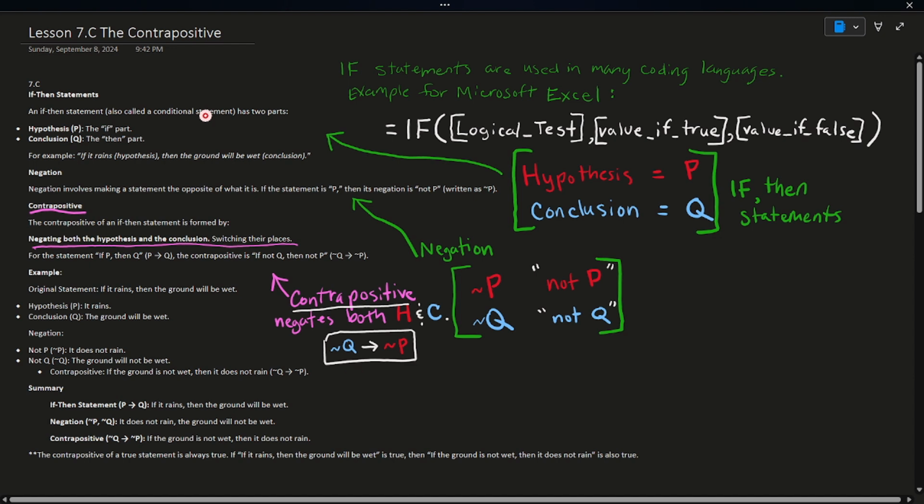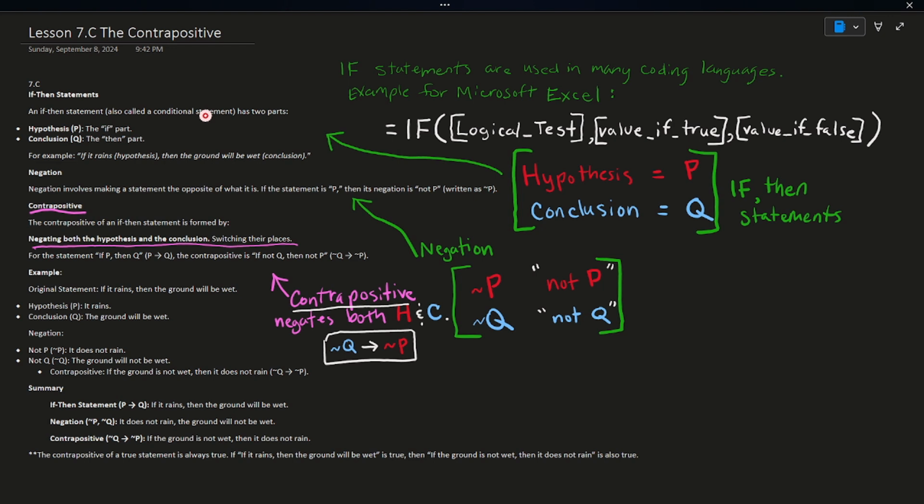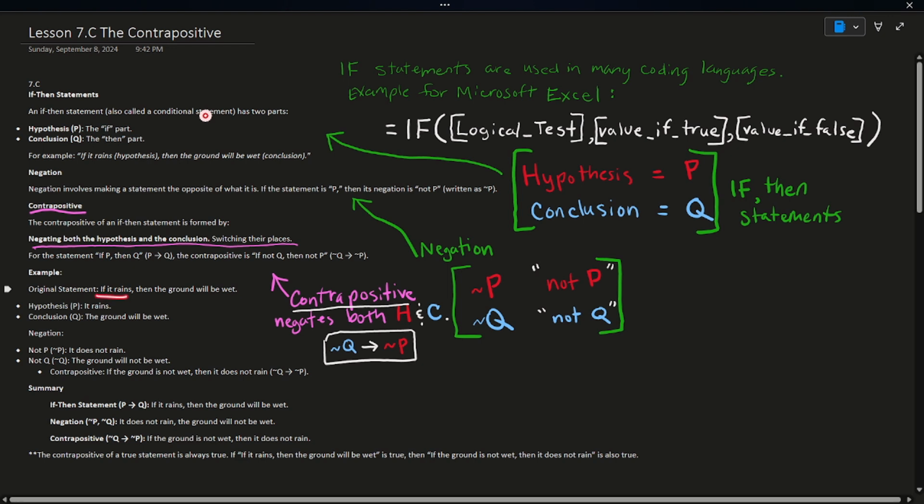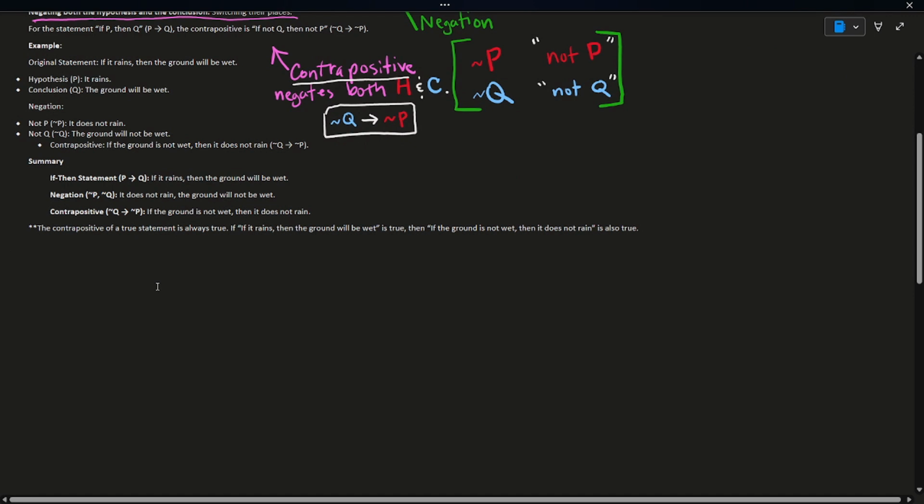All right, for the statement if P then Q, the contrapositive is if not Q then not P. Just covered that. Example, if it rains, then the ground will be wet. Therefore, if we said no, it does not rain, then the ground will not be wet. You see how that makes sense? The contrapositive: if the ground is not wet, then it did not rain.